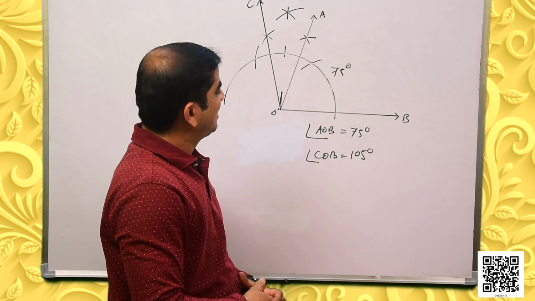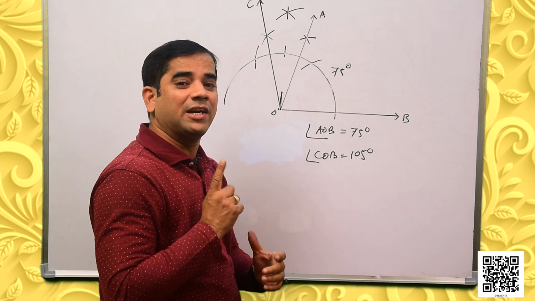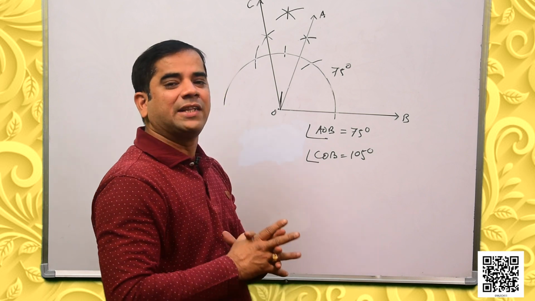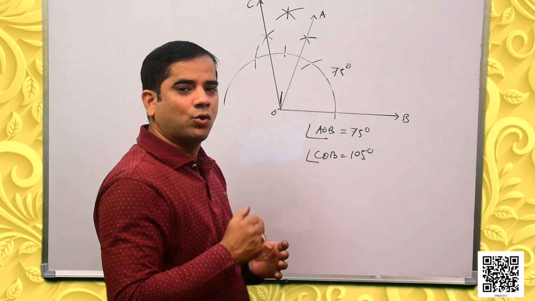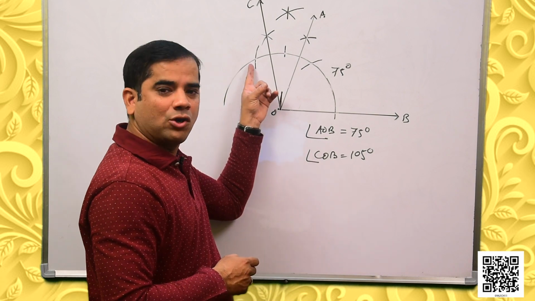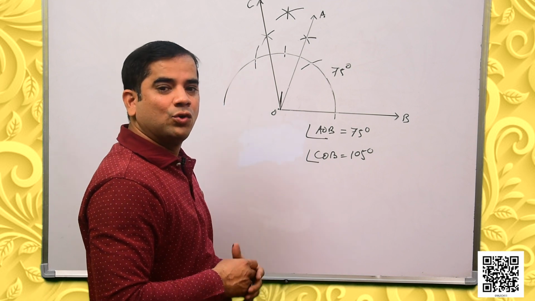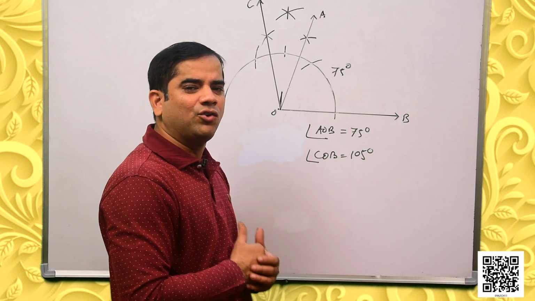Now students, let us go ahead with the construction to construct 135 degree. Okay. So to construct 135 degree, we need 15 degree more than 120 degree. So this point is 120 degree. So we need another 15 degree over here to get to 135 degree. So how can we do that?